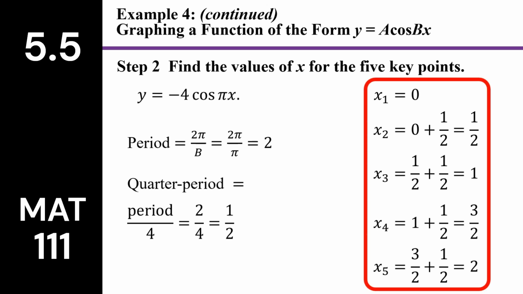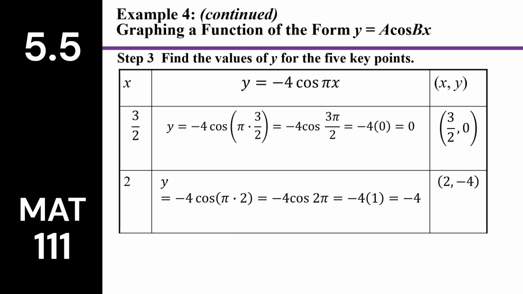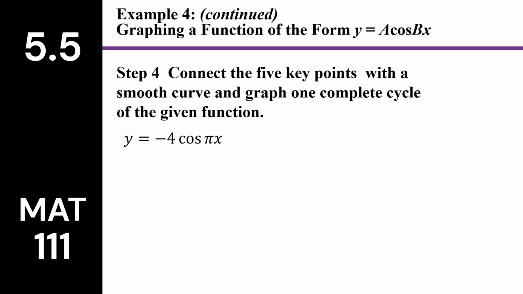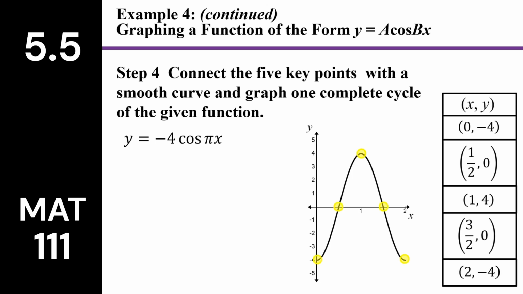And then for x sub 3, 4, and 5, we continue to add a half, giving us key values of 0, a half, 1, 3/2, and 2. We take those values and find the y values, which give us these 3 points and these 2 points. So now we can connect our 5 points. Draw our graph through the plotted points. Note our amplitude was 4 and our period was 2.